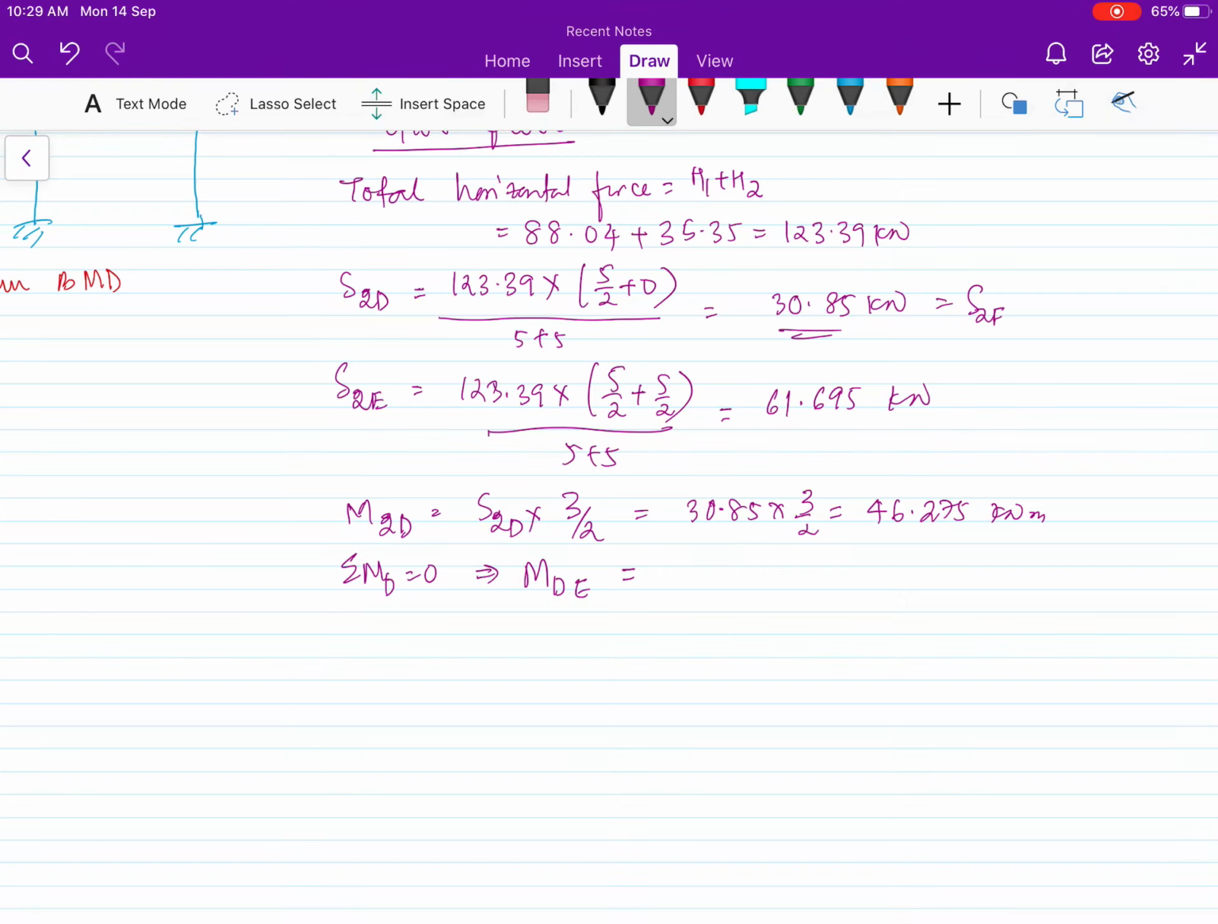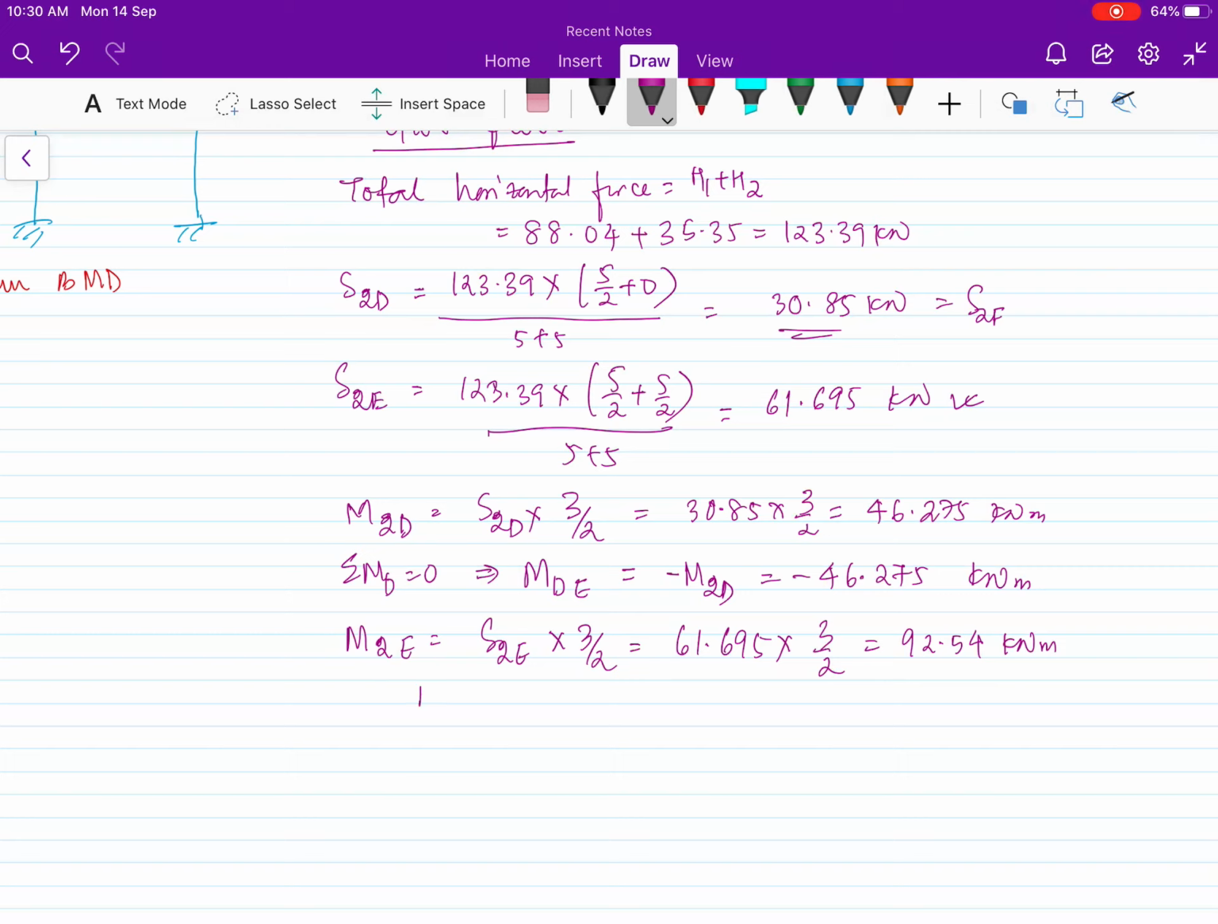Minus 46, because moment is minus moment about 2D, because this summation is 0, so minus 46.275 kilonewton meter. Okay. Next is moment at 2E. So shear at 2E into 3 by 2, 2 is 61.695 into 3 by 2, you are getting 92.54. 92.54 kilonewton meter.